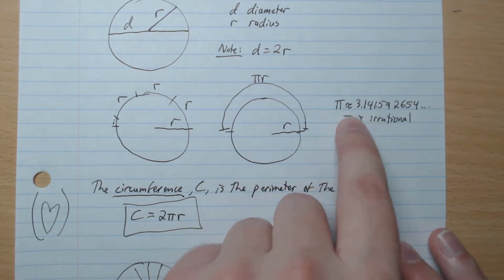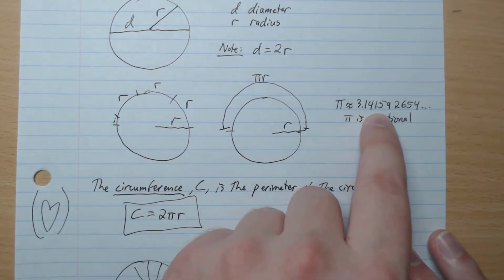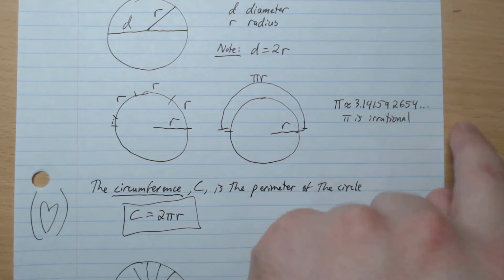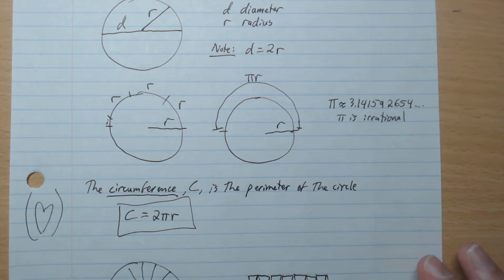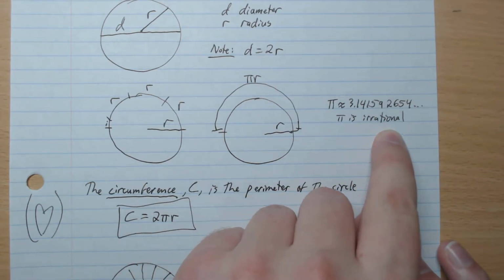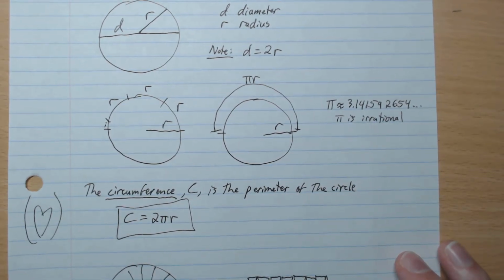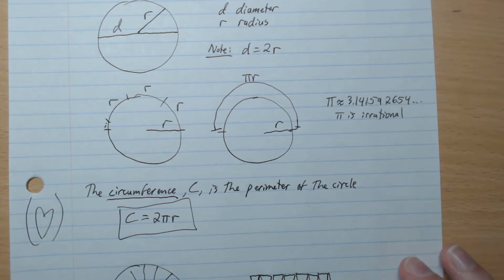And so pi is approximately 3.141592654, etc., etc. And this actually keeps going in a non-repeating manner. And so pi is an irrational number. It's a special number. It cannot be written as a fraction.